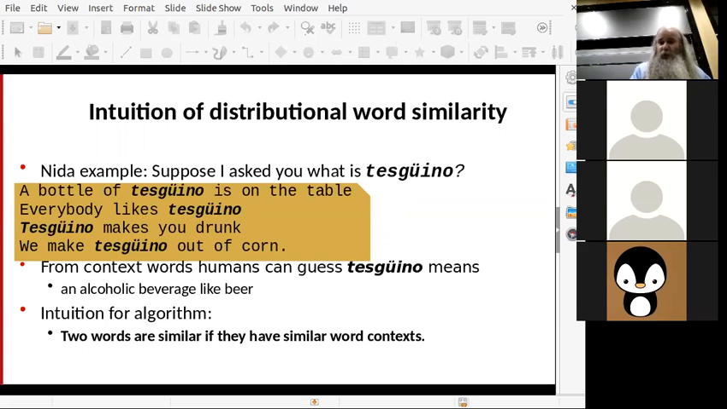And that's an important thing that you as a human do when you're reading the language, and that's something that we would like to get machines to be able to do. So what we're actually going to say is two words are similar if they appear in similar word contexts, okay?